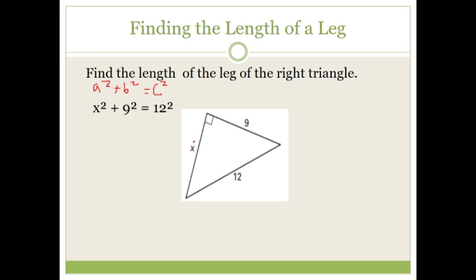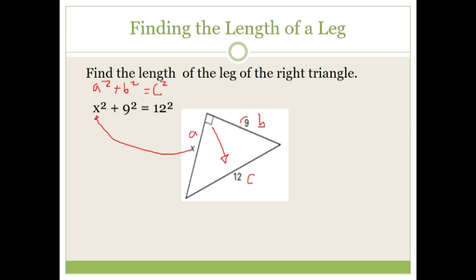As long as I label the legs a and b. So this would be a, this side would be b, and remember I have to call the longest side, the side across from the right angle, c. That has to be the hypotenuse. So now look, I replaced the a with x squared, because that's how it was labeled in this triangle. So that's where this x came from.